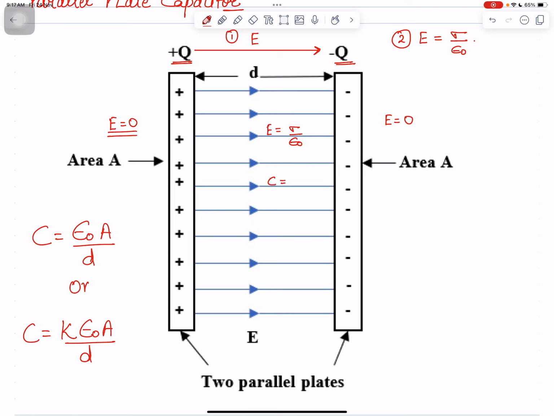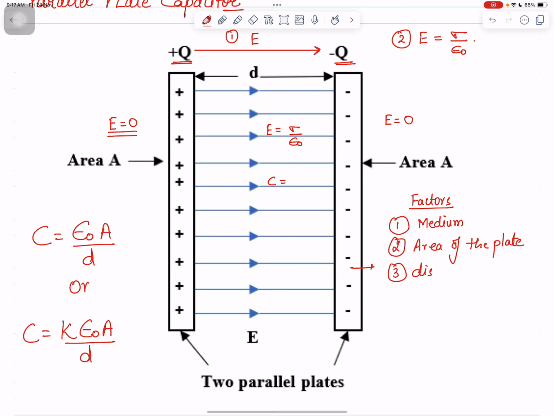Okay. Now what is the value of capacitance here? There are 3 factors on which you need to focus. The first factor: which medium is there? Second, what is the area of the plate? Clear? And the third factor is the distance between the 2 plates. These are the 3 factors. You can write medium as epsilon and epsilon naught, area as A, and the distance as D.